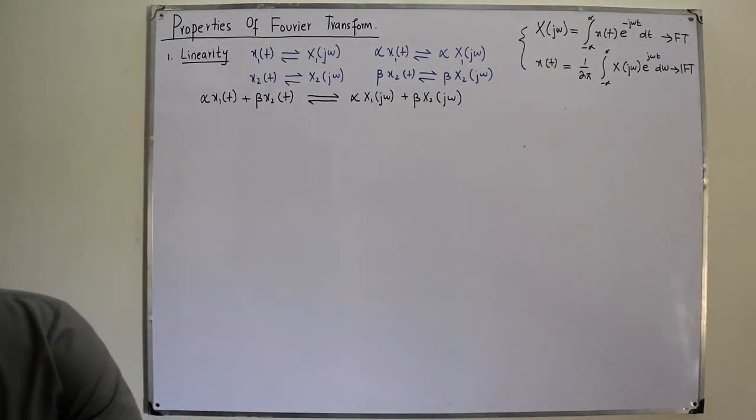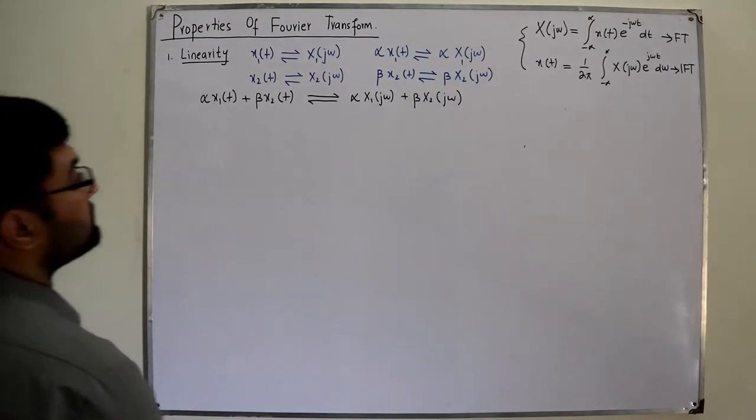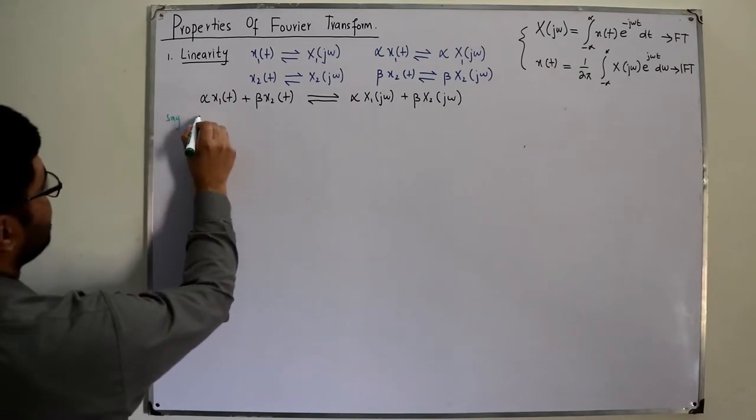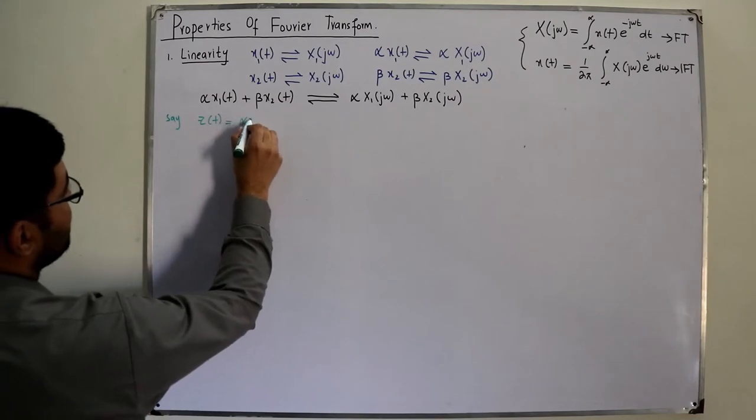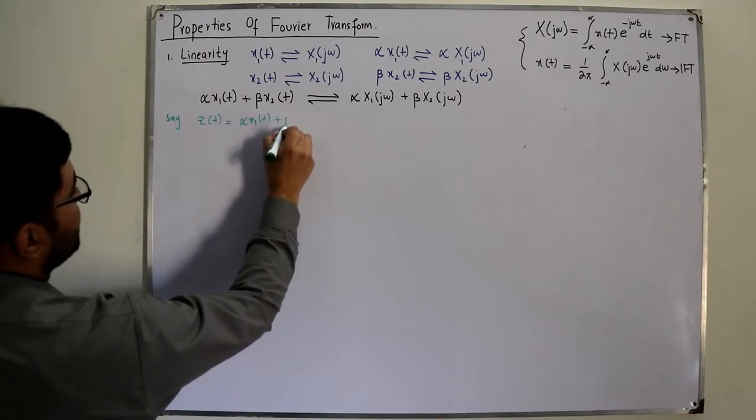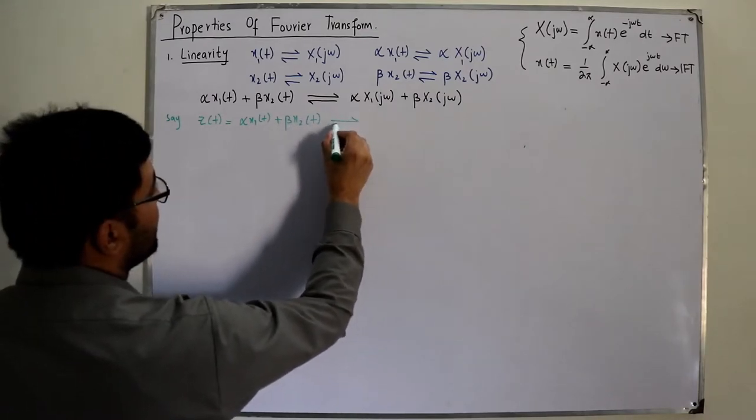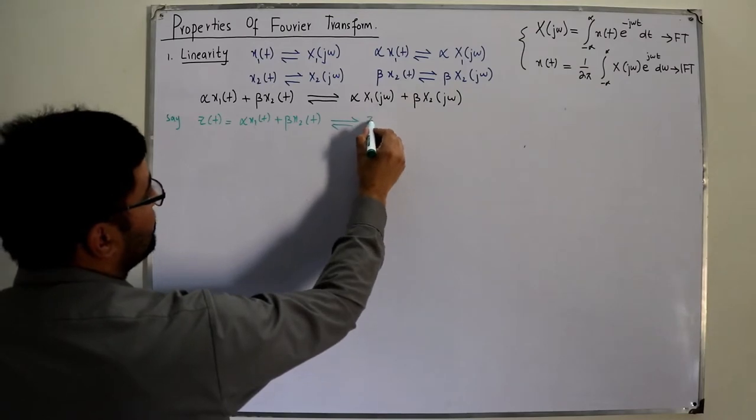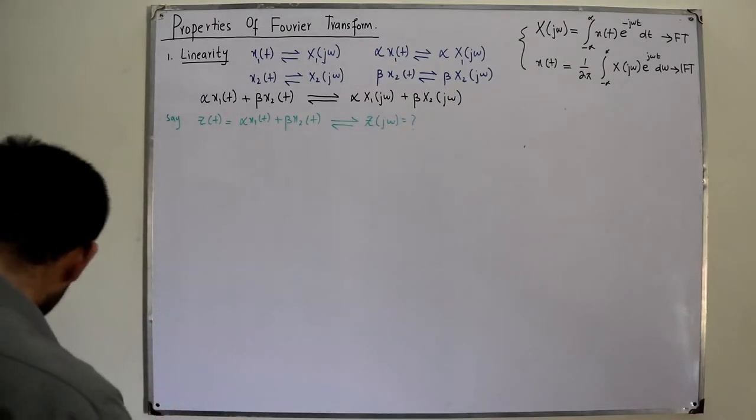Coming to the proof of it. So let's say I have a signal. This is the property in black, okay? Let's say I have a signal z of t, which is equal to alpha times x1 of t plus beta times x2 of t. So this would have the Fourier transform. This we need to prove. So this would have the Fourier transform z of j omega, which is equal to unknown.